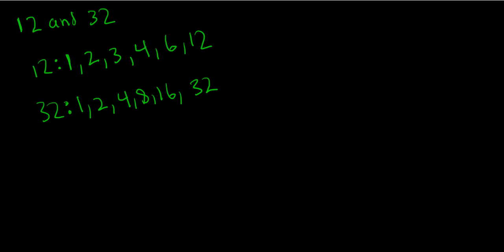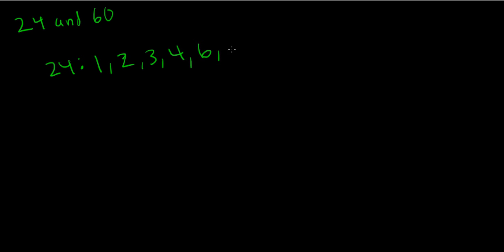So we can look at both of these lists to find the greatest common factor. Let's start off by finding common factors. So we can see that they both have 1 and 1, they both have 2 and 2, and they both have 4 and 4. So out of these three common factors, the greatest of the common factors is 4. So the greatest common factor of 12 and 32 would be 4.